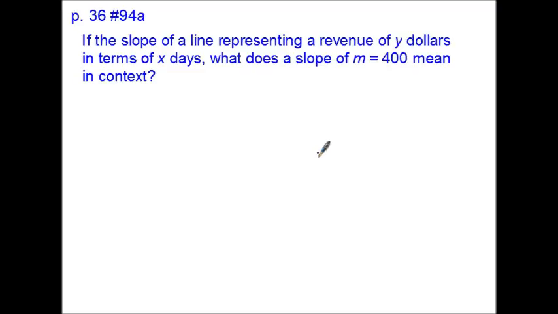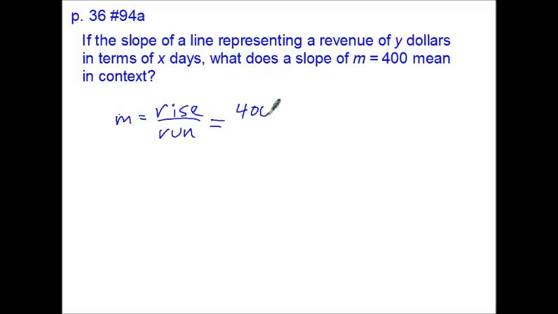Now I'm going to borrow from page 36, number 94A, and what it says there is the slope of a line representing revenue of $Y in terms of X days. What does the slope of M equals 400 mean in context? Hopefully this is obvious, but maybe it's not. Given that my slope is 400, and when I'm talking slope, I'm talking rise over run.